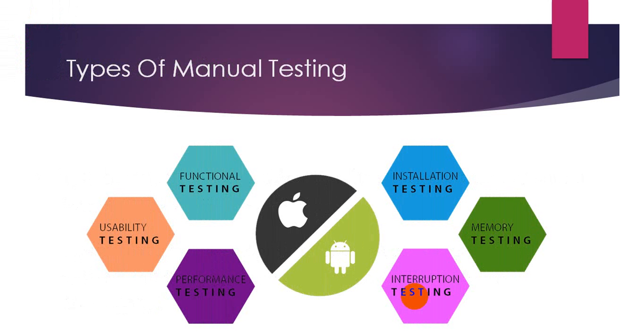Moreover, what are the types of manual testing? First is usability, second is functional testing, third is performance, fourth is installation, fifth is interruption testing, and then we have to check memory testing as well. In this PPT, I will describe all the testing types briefly. So first is usability. Usability means people have to check visually and usably with all kinds of applications.